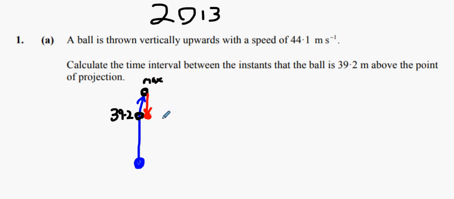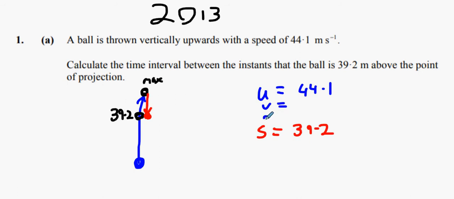Now, what do both points have in common? Same displacement, which means the same S value. Okay? Once again, I hit the point home the other day that S is not distance, it's displacement. Our U value is 44.1. Our V value is, we don't know. Our A value is minus gravity, which will be minus 9.8. And then our T value is very simply T.